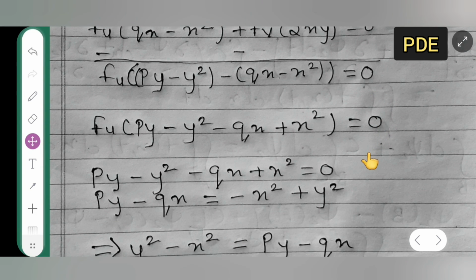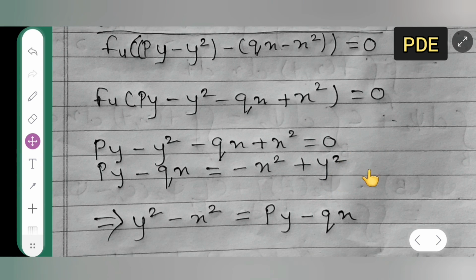Then what you all are going to do is write the inside part: py minus y square minus qx plus x square is equal to 0. Now py minus qx, write it here, is equal to, now take the other side. If this x square goes to the other side, it will become negative, so minus x square, and this will become positive, so plus y square on the other side. So you can write this as y square minus x square is equal to py minus qx. Okay, so with this I am done with today's lecture. Thanks for watching.